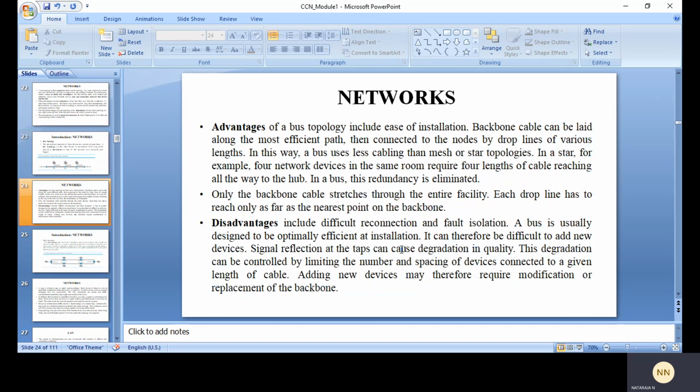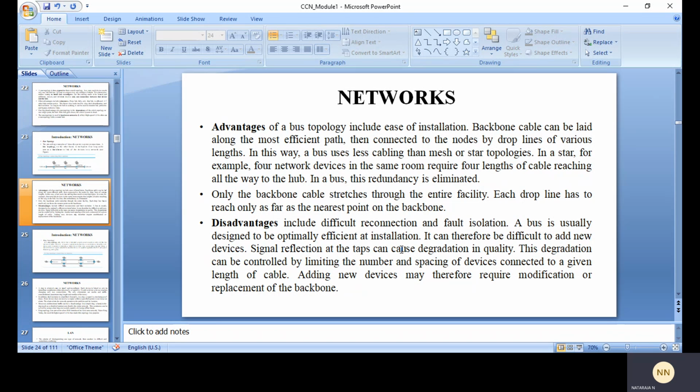With respect to that, we have some advantages based on this bus topology. Bus topology includes ease of installation. It is very easy to install, and the backbone cable can be laid along the most efficient path. Then it will be connected to the nodes by dropping lines of various lengths. A bus uses less cabling than mesh or star topology. Here we are going to use less cable when compared to the mesh and star topologies.